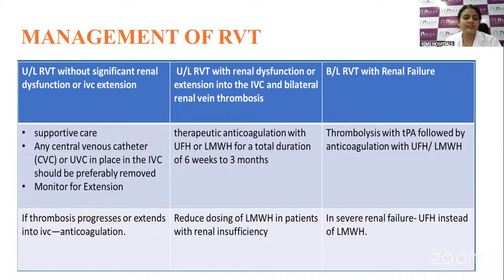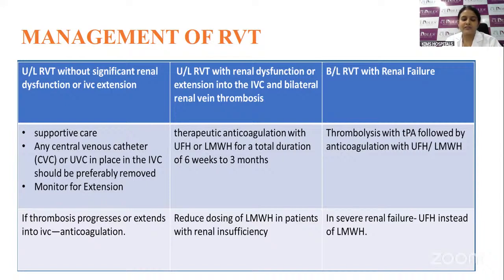And we had to monitor for the extension into the inferior vena cava. Suppose if there is any extension into the inferior vena cava, anticoagulation therapy has to be started. In case of unilateral renal vein thrombosis with renal dysfunction or extension into the inferior vena cava, and bilateral renal vein thrombosis, anticoagulation therapy with unfractionated heparin or low molecular weight heparin has to be initiated and given for a duration of 6 weeks to 3 months based upon the resolution of the thrombus.